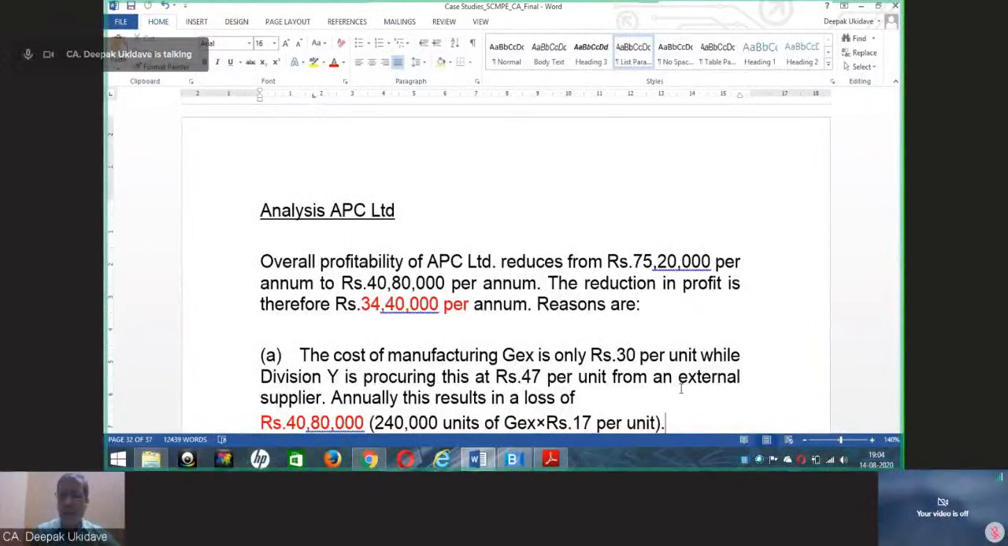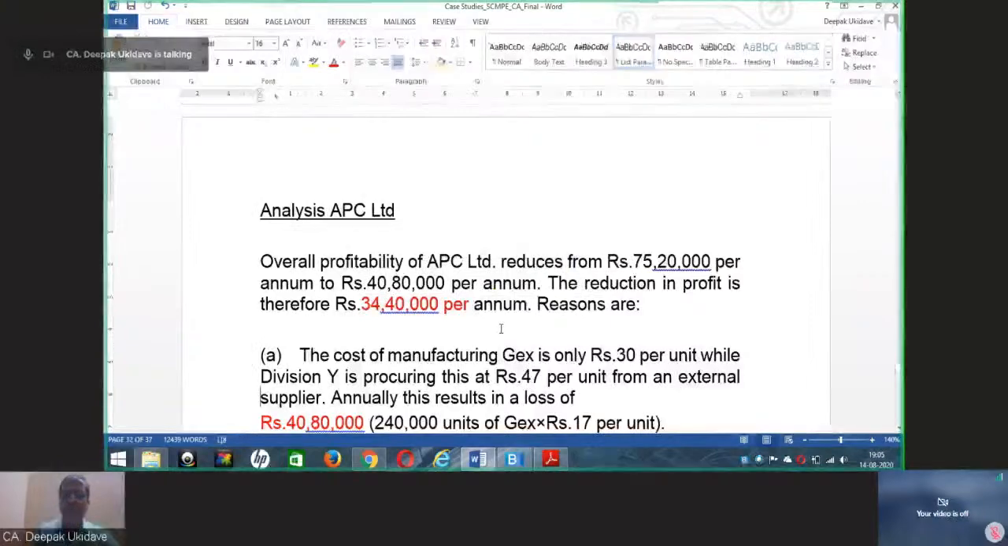Now you can see overall profitability has reduced from 75 lakh 20,000 to 40 lakh 80,000. Both these figures are visible in the respective tables. Our original profitability was 75 lakh 20,000, which I had highlighted, and the new profitability is 40 lakh 80,000. So the reduction in profit is 34 lakh 40,000 per annum. We are analyzing why there is a drastic reduction in profit, and the factors which have contributed to this drastic decline in profitability.